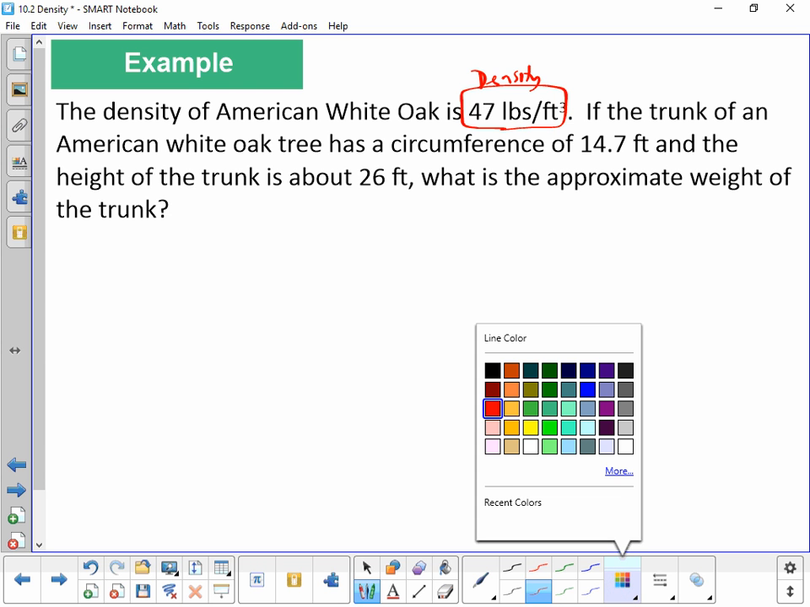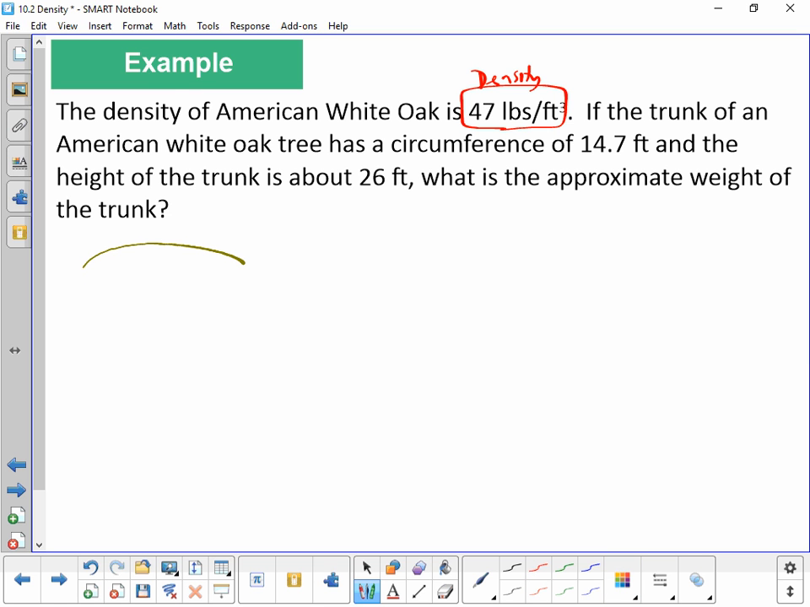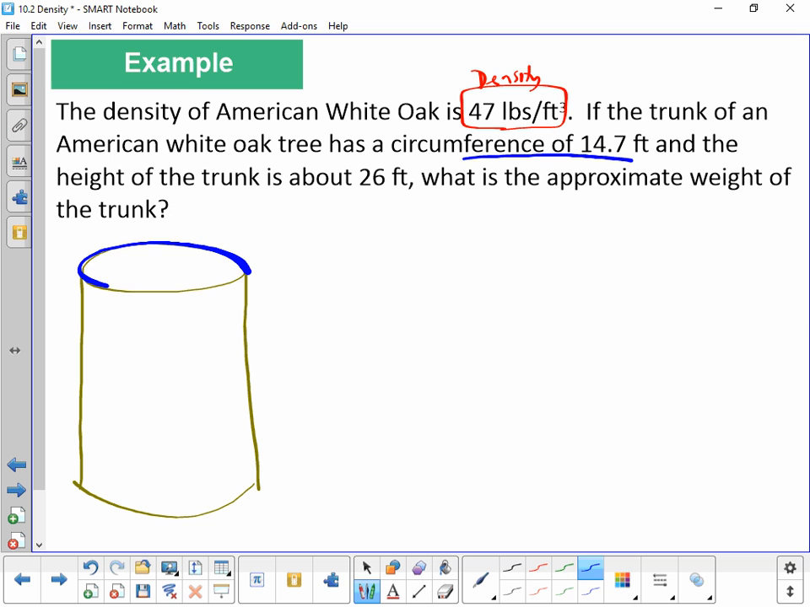So let's draw this tree trunk. Brown, that's kind of brown. So here's a tree trunk, approximately. A tree trunk is about a cylinder. The problem tells us that the circumference is 14.7 feet, and it tells us that the height is about 26 feet. So we want to know the approximate weight, the mass of this thing.